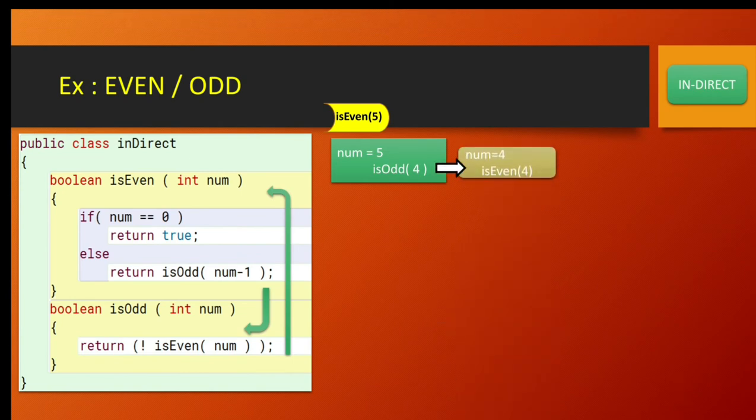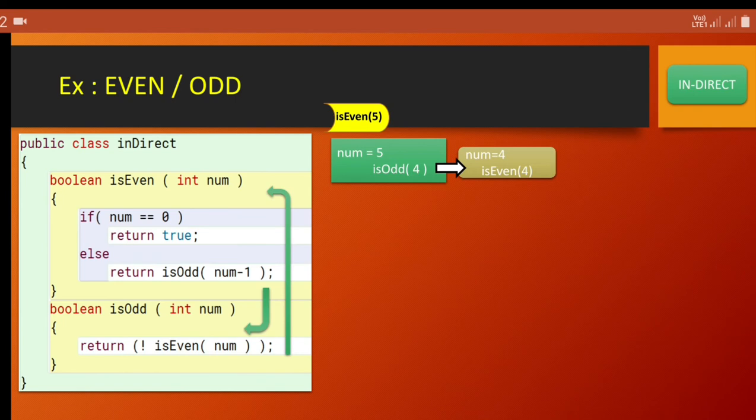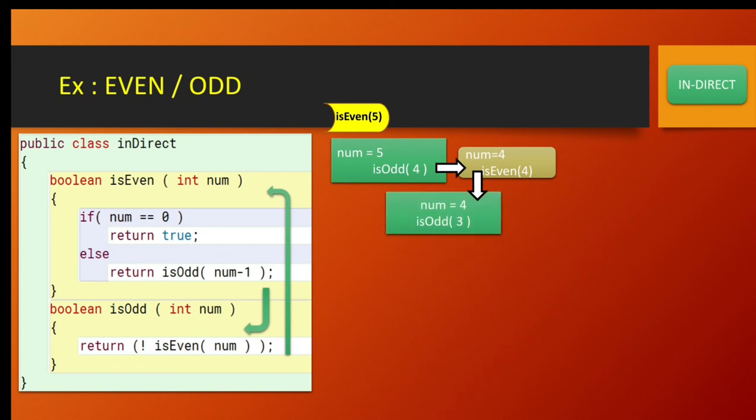It will call the next function, that is is odd, and send num, that is 4 here. But again it will call is even by sending 4. Then is even is called with the number 4. And again, num equals 0 does not work, so it returns is odd with num minus 1, that is 3. Now we are sending is odd the number 3, and now what happened?